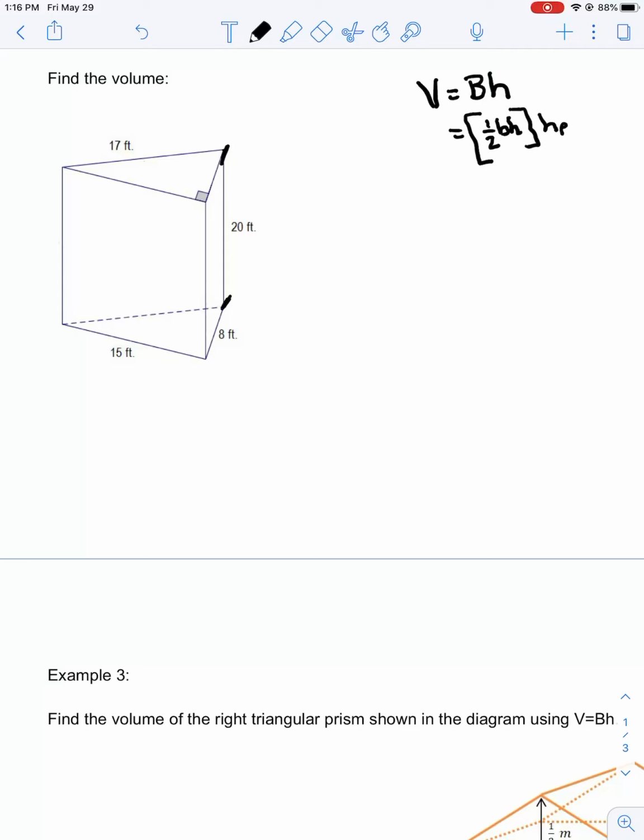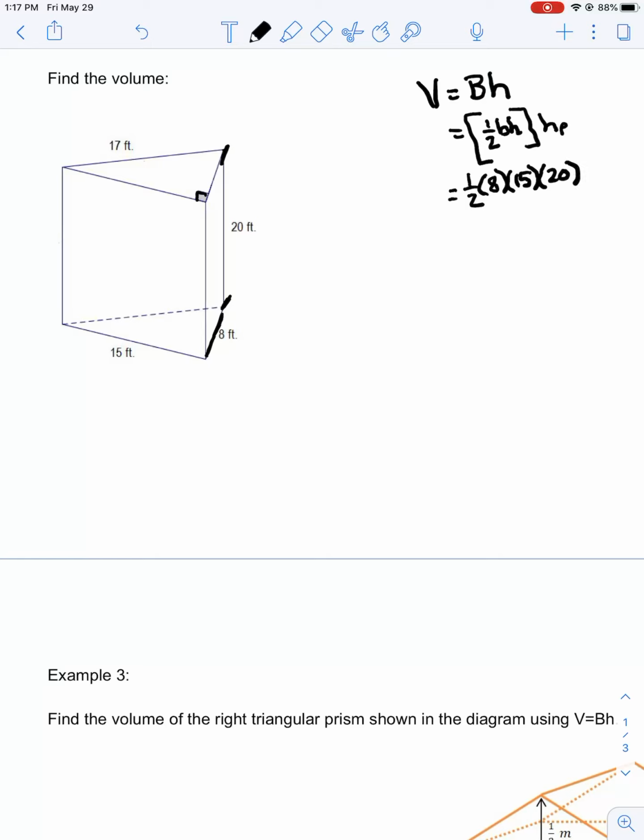So here we have 1/2 times the base of the triangle, which is the 8 feet right here, times the height of the triangle, which is by the box. Remember, opposite the box is the hypotenuse, so that's not it. So it's the 15, which is the height of the triangle, and then the height, the distance in between the two triangles, which is the 20.